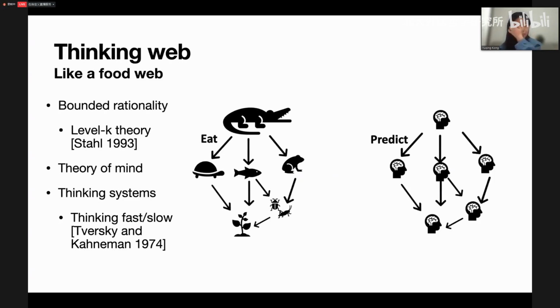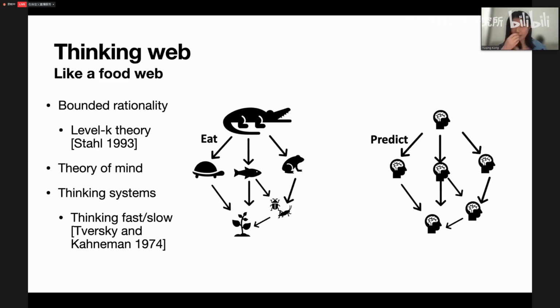So here we assume that people have this kind of thinking web. We use the terminology thinking web because it's like a food web. Basically we think people have different levels of sophistication. And the point is that we think the higher-level people can actually predict the lower-level people's thinking, but not vice versa. If you're familiar with some behavioral economics, this theory is similar to the bounded rationality theory, but different in this situation.